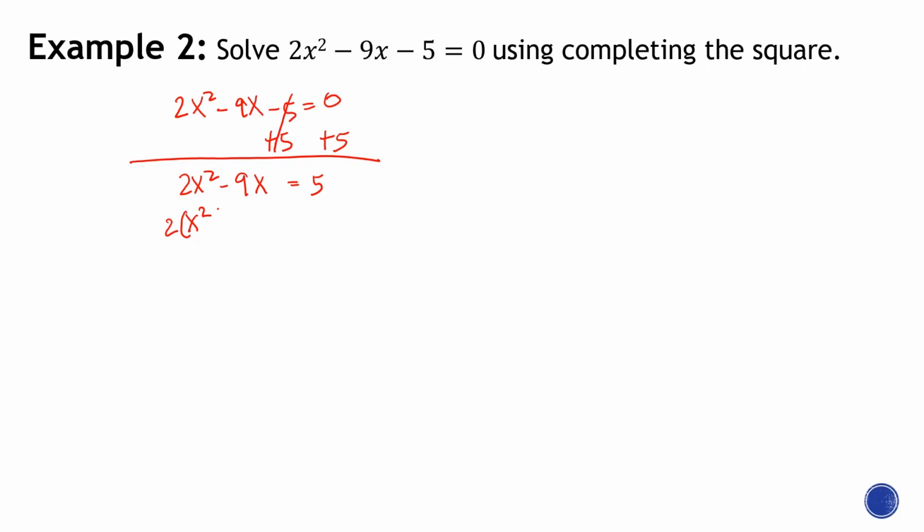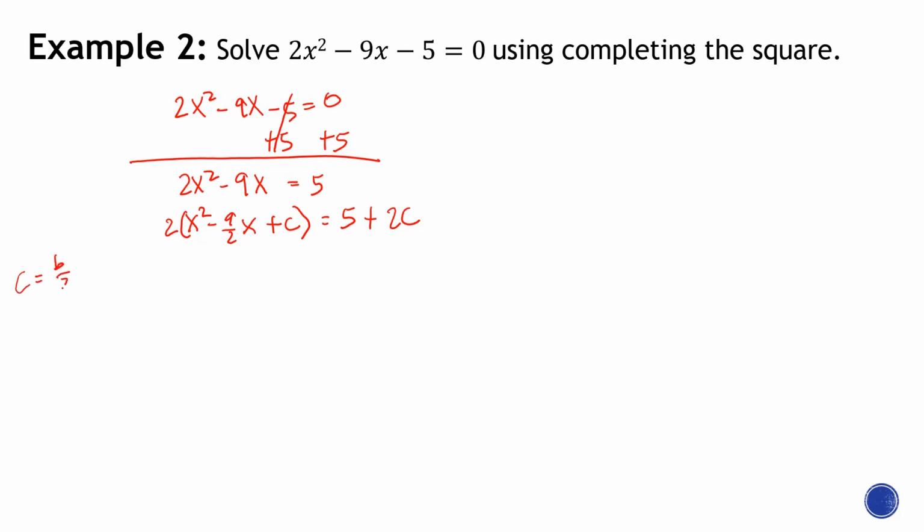Negative 9 divided by 2 is going to be a decimal, but here I'm going to keep it as a fraction. So x squared minus 9 over 2 x, plus c, equals 5 plus 2c. So why is it 2c? Because we have a 2 outside of the x squared minus 9 over 2 x plus c. So if you multiply 2 and c, that's the one that you're going to put there.